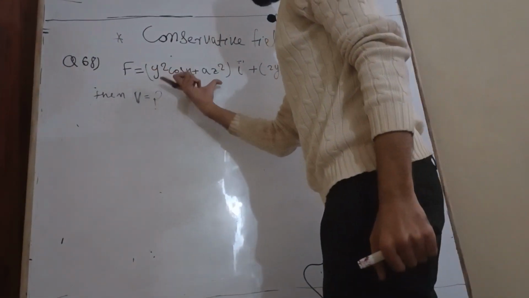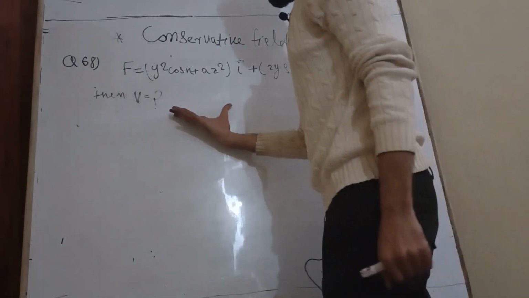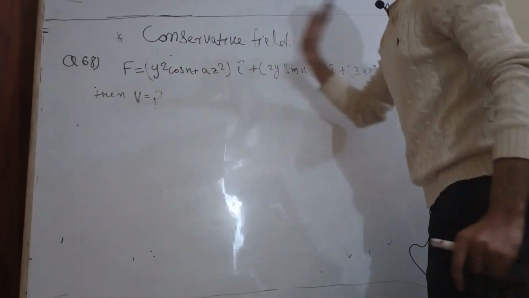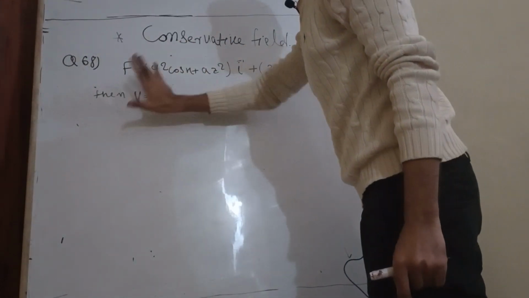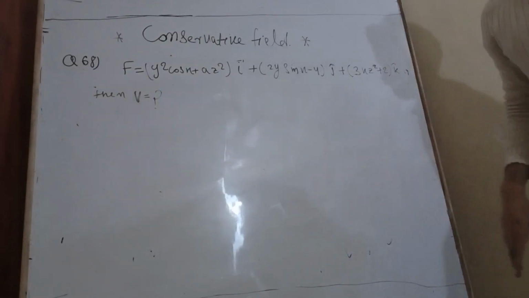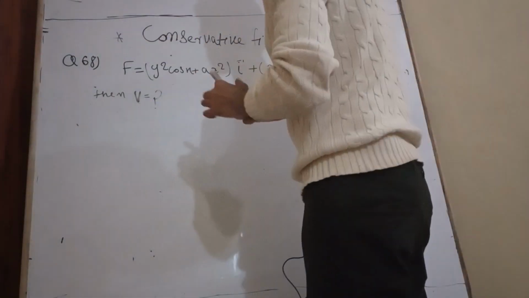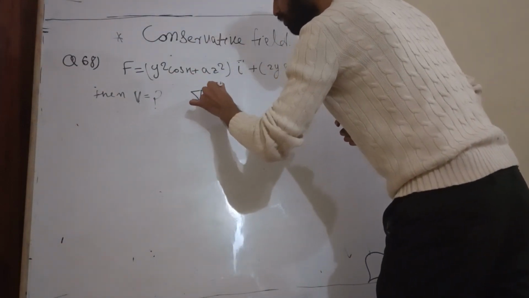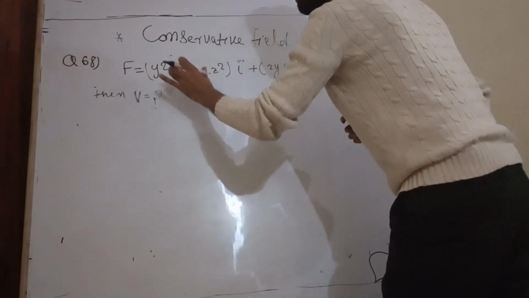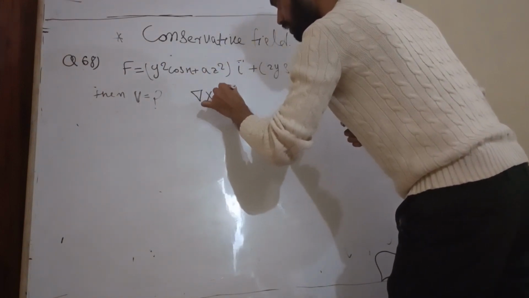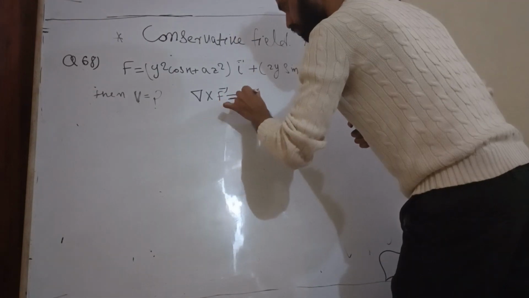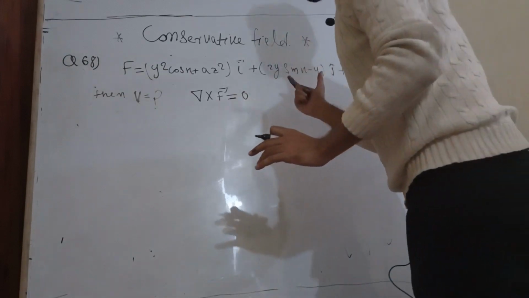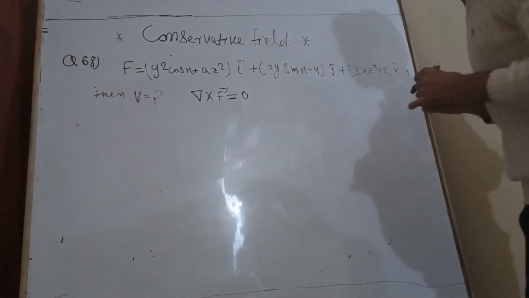Now the question is about a field. A vector field is given, which is a conservative field, and it is asking what is the scalar potential. As we know very well, for the conservative field, the force F is conservative. Conservative means del cross F must be equal to 0.